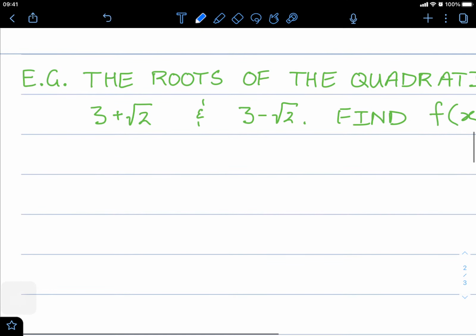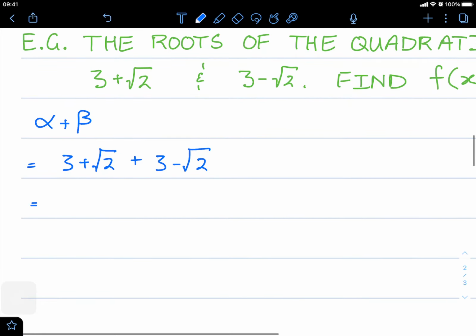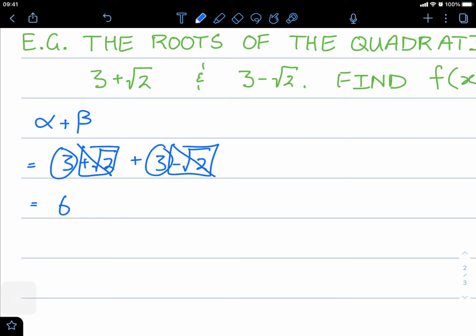So take a look. Alpha plus beta is equal to 3 plus root 2, plus 3 minus root 2. And this will give us 6, because these two cancel, giving us 3 plus 3 equaling 6.